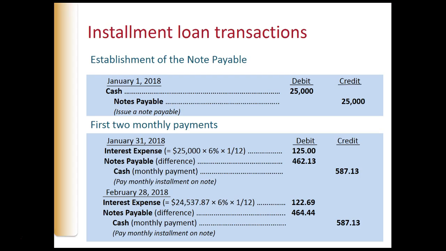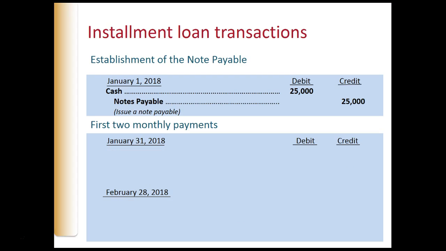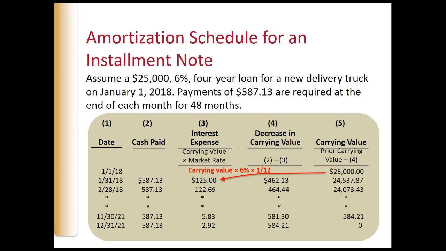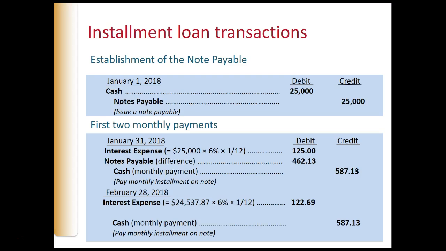As you see here, we record an interest expense. We debit the notes payable since we're making a payment, which decreases how much we owe. And the cash is the credit. If you look at the amortization schedule here, the first payment had interest of $125. The second payment had interest of $122.69. And as you see here, it's taken directly from the amortization schedule.